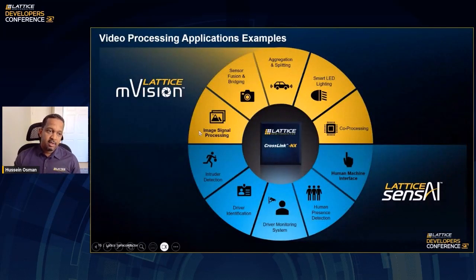On Envision, the ISP pipeline is a typical application for what we call the Envision solution, along with sensor fusion, aggregation, splitting, lighting, and just general co-processing of the vision pipeline alongside the processor. On the AI side, things like human presence detection, identification of intruders, gesture tracking, are multiple use cases that are possible with SenseAI.